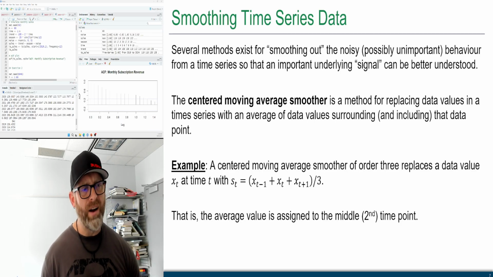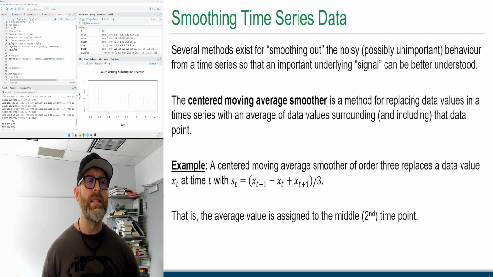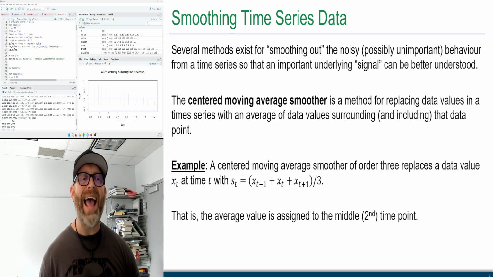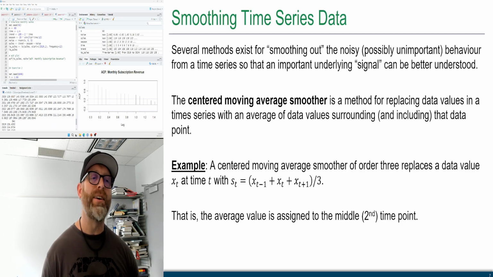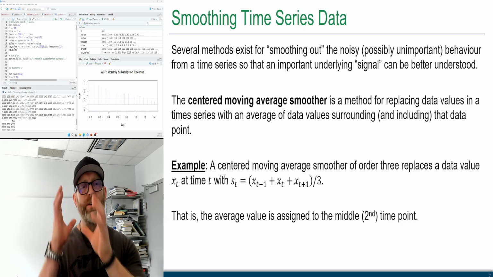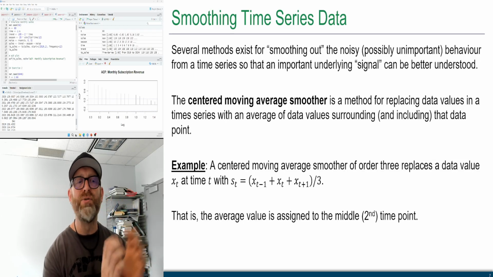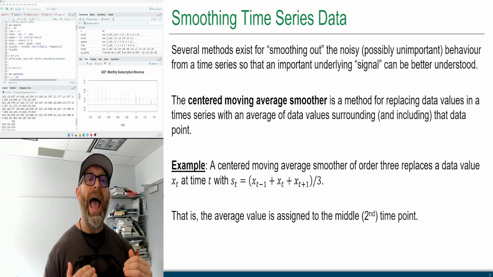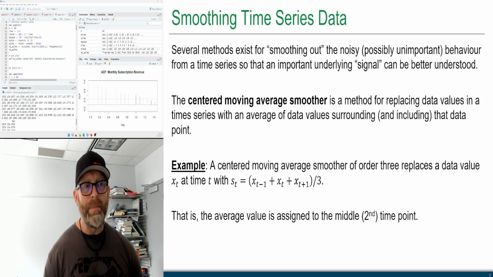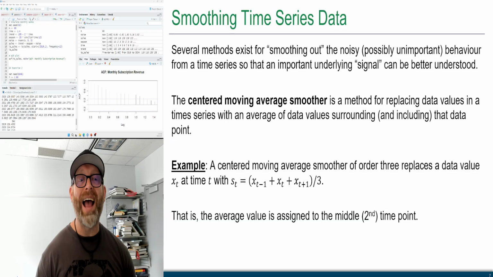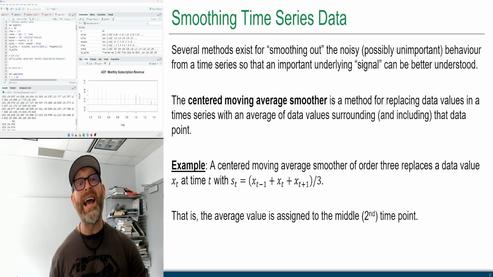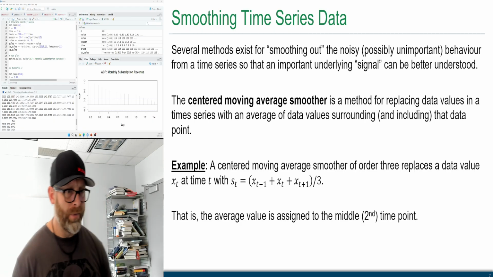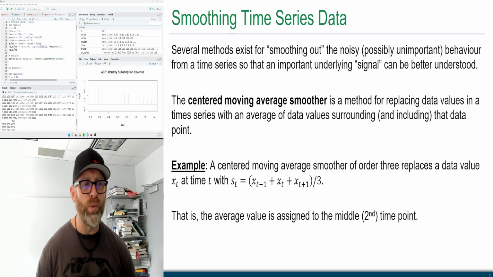All right, so the first thing that we're going to be looking at is a centered moving average smoother. So this method is for replacing data values in a time series with an average of data values surrounding and including that data point. So basically I have my original time series. I'm looking to create a brand new time series. This time series, again, we're going to be averaging out these fluctuations. And it's all going to depend on the order of the time series that we are in fact dealing with. And this is kind of where that ACF graph comes into play. If we know that fluctuations are happening at very specific times or can guess those specific times, we can average those out. So for example, we'll start with an order 3 smoother.